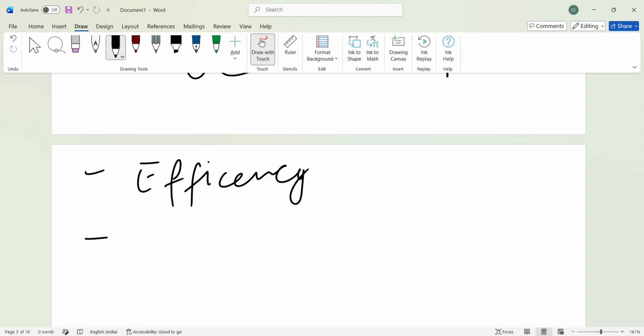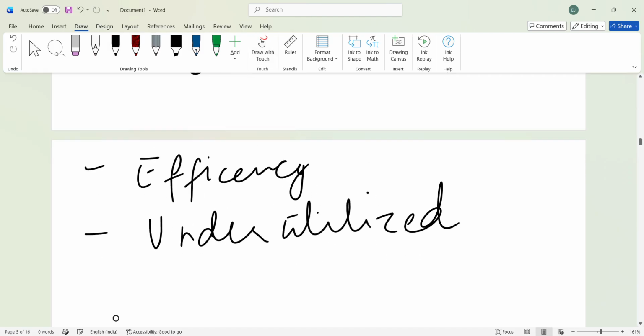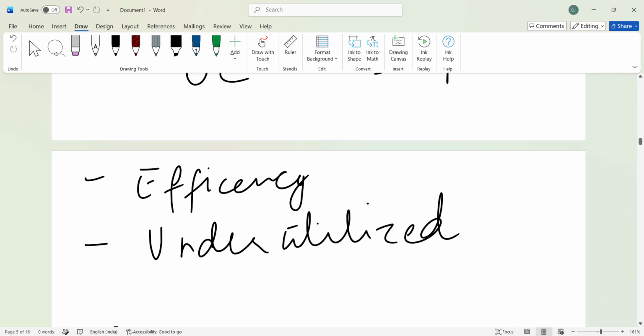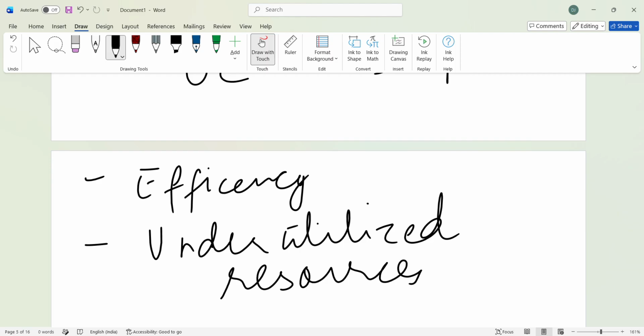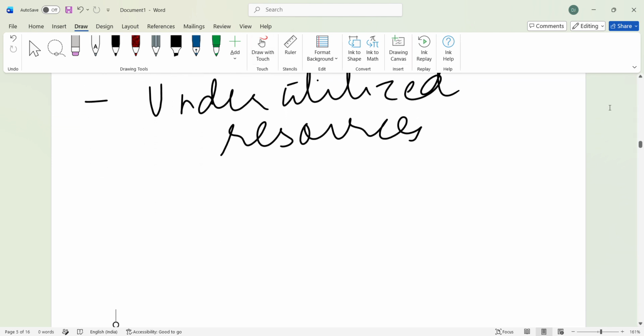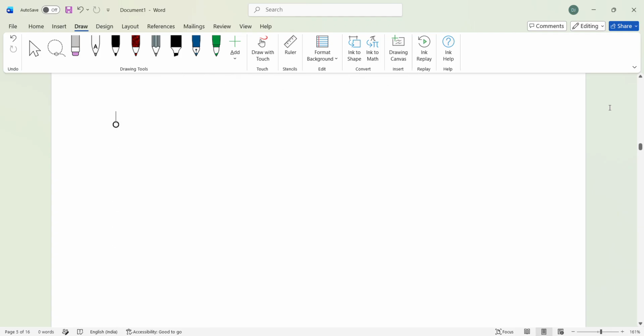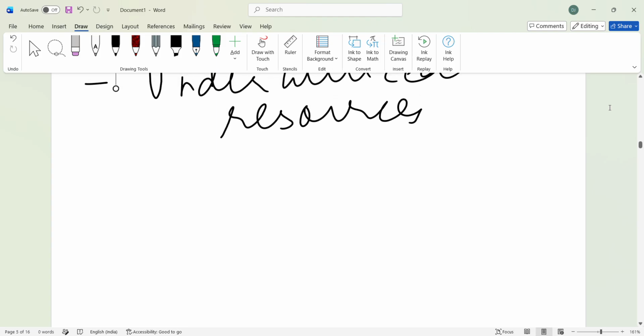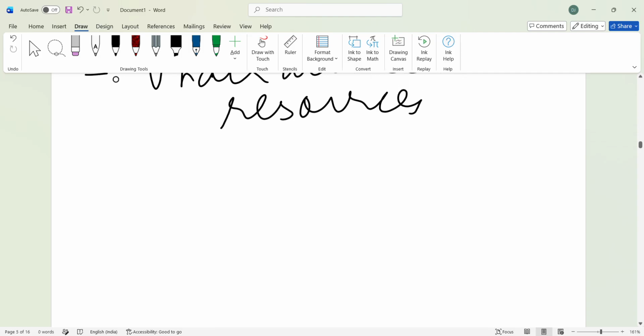It also shows us underutilized resources. If you remember, the point G in the graph is basically an underutilized resource. And then it also shows us economic growth and contraction.